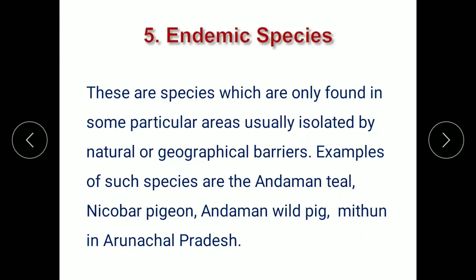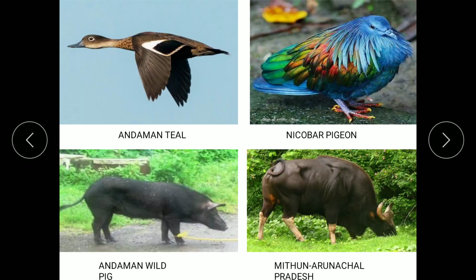Next you see endemic species. They are found in some particular area, an area which is isolated by natural or geographical barriers. You see the island. The island is surrounded by water on four sides and is completely far away from the mainland. So in this type of environment, you can find the Nicobar pigeon, Andaman wild pig and Mithun in Arunachal Pradesh. They belong to these endemic species. If these endemic species are not given proper attention, they will turn into the extinct group. So these are the different types of species you see here.